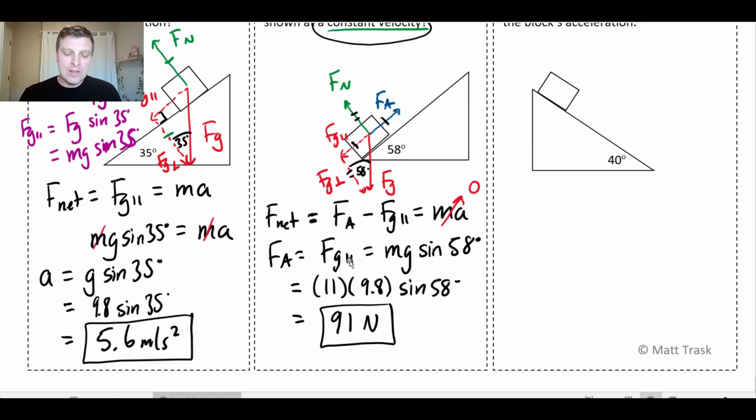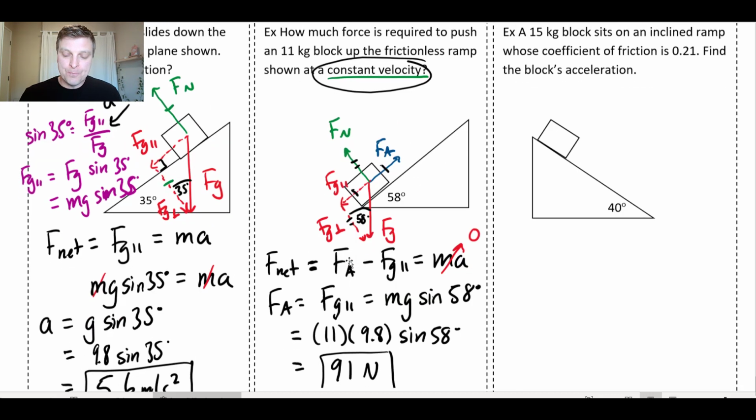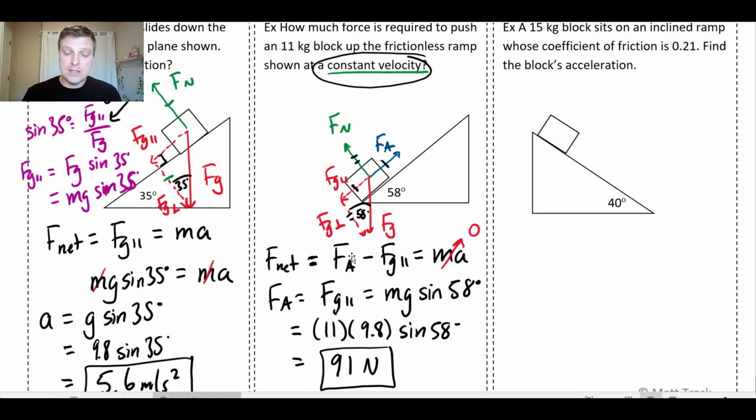So one thing I want you to think about before we move on to this next question: you can see here it's a 15 kilogram block on an inclined ramp, and there is a coefficient of friction of 0.21. Find the acceleration. I want you to think about this before we start this problem. Is mass going to matter in this case?